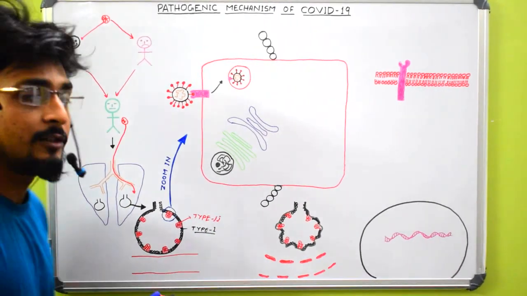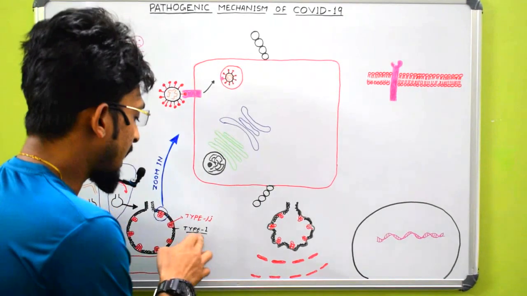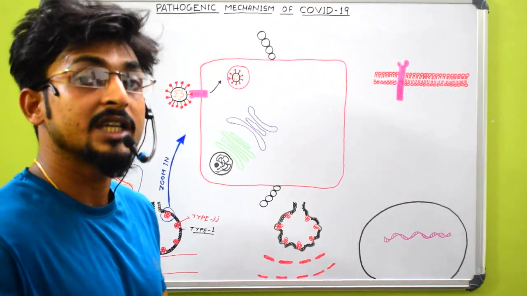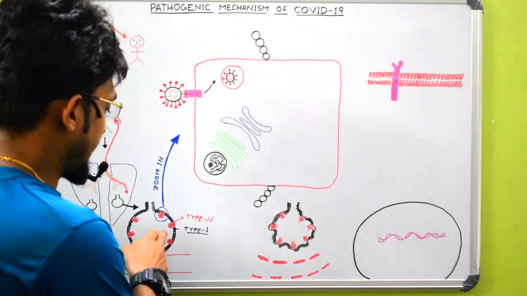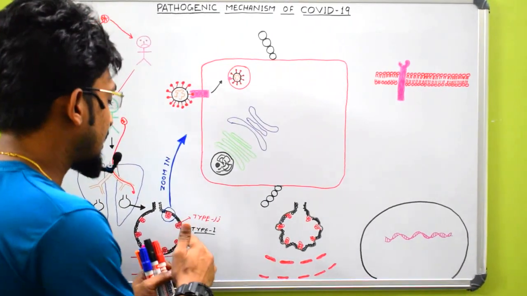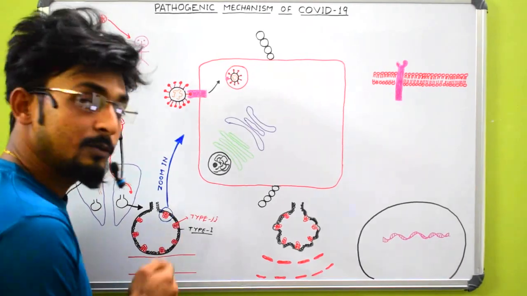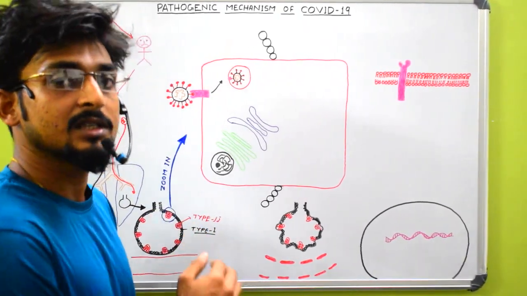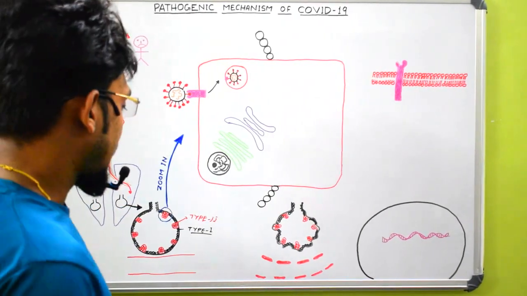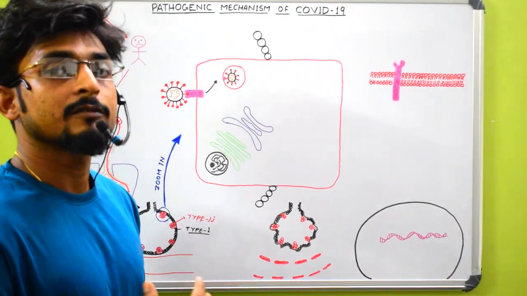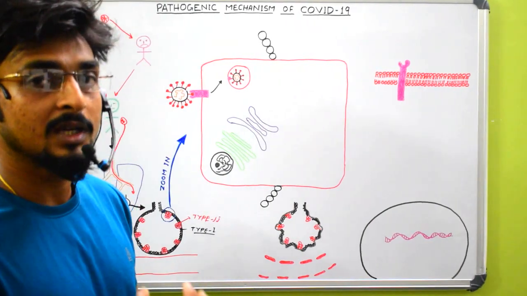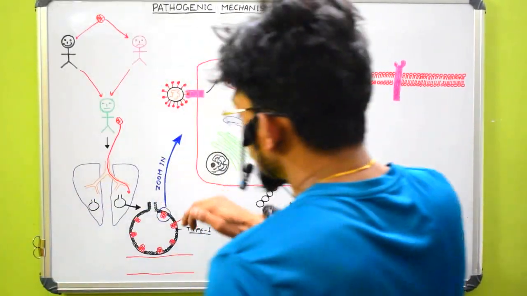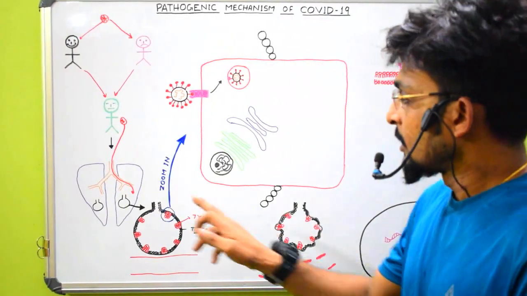Both have different functionalities. The type 1 pneumocyte cell helps the lungs with gaseous exchange. The type 2 pneumocyte cells generate the type 1 pneumocyte cells, and also produce the surfactant, which is very important for surface tension, for the contraction and repulsion of the alveolar cells. So let's see what this virus is doing with these two types of cells.